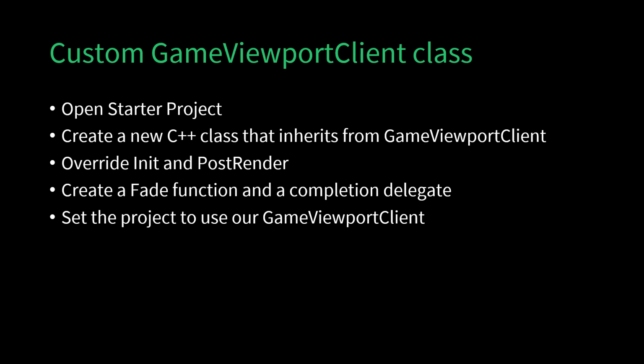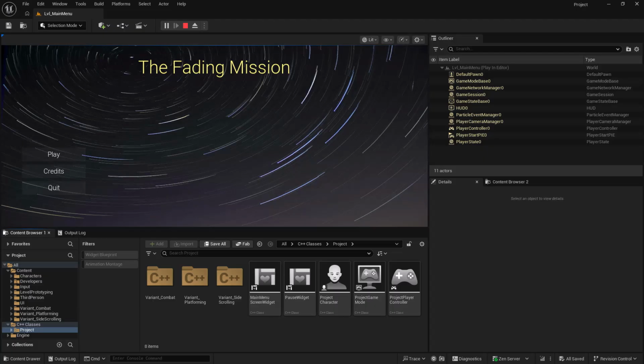First, we'll open the starter project in Unreal Engine. Once it's loaded, we'll create a new C++ class with GameViewportClient as the parent class. In our GameViewportClient, we override Init so we can hook into map load events, and PostRender so we can draw our fade quad. Then we expose a fade function to Blueprint and a native completion delegate for sequencing. Next, we'll configure our project to use this viewport client. Let's look at how we'll create this for our project.